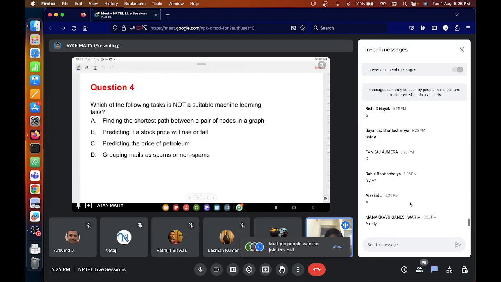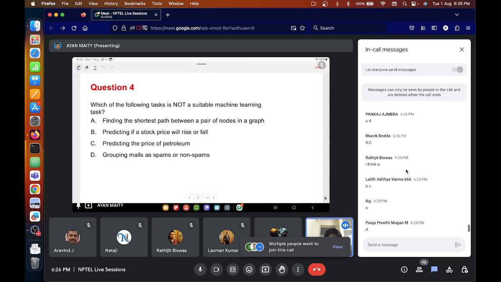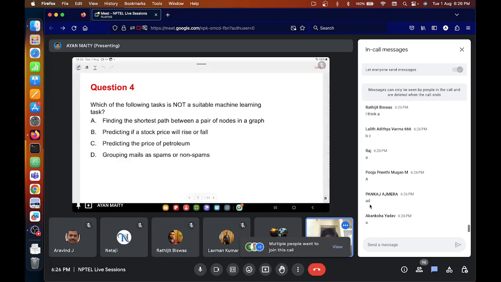Some of you are saying option A only. One person is saying B and C. Pankaj is saying A and D. Lalit is saying B and C. Not a suitable machine learning task, you have to find out. Pranav Iyer is saying B and C. Many of you are saying A only. Devendra is saying D. Vidyadharan is saying A and C. Srinivasa Rao is saying A. Okay.